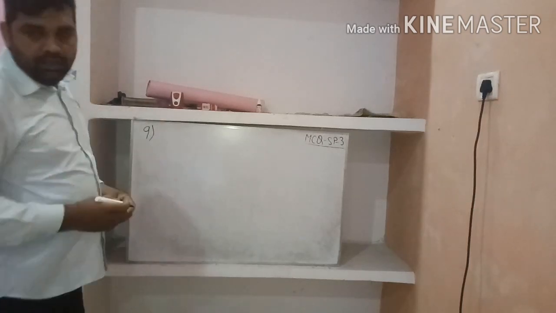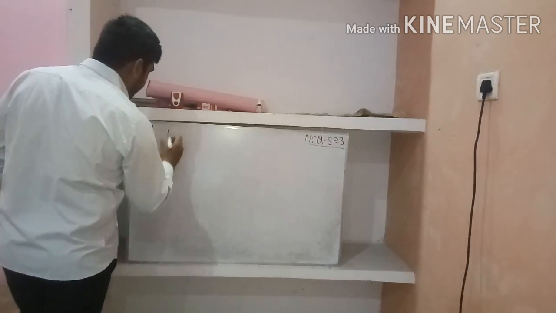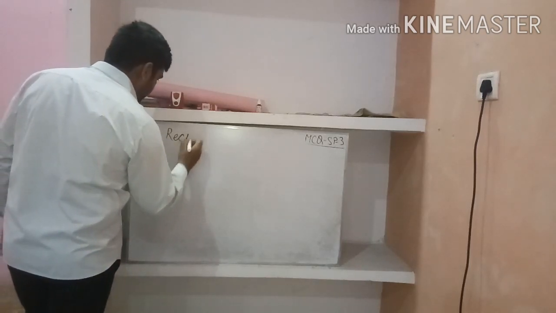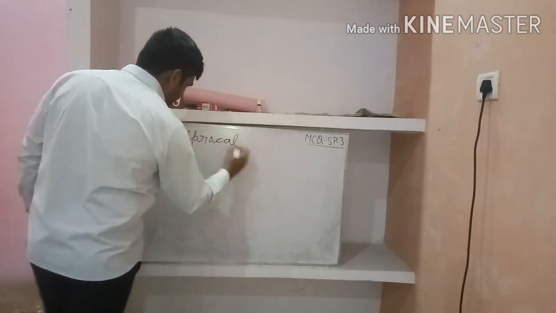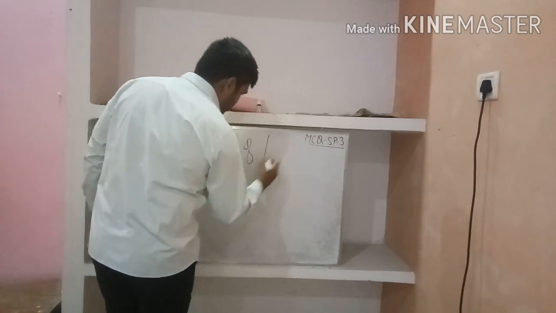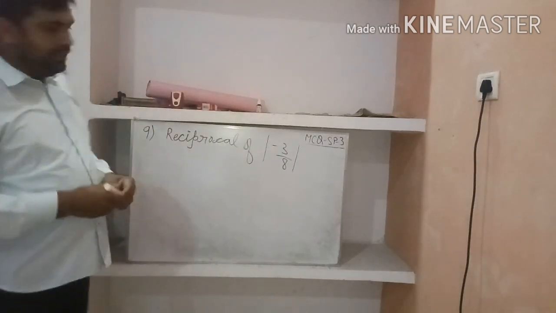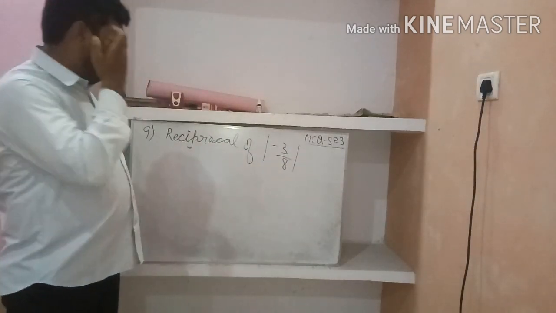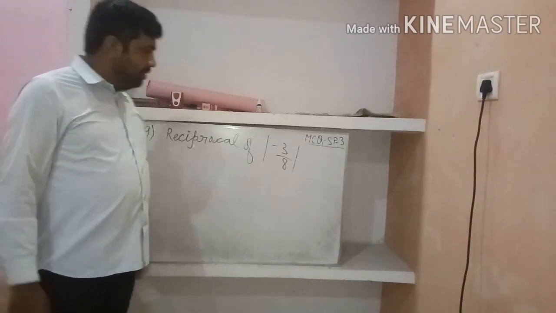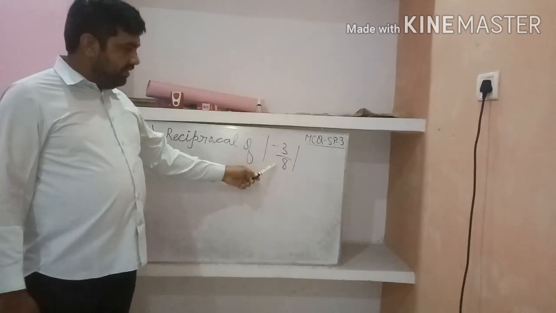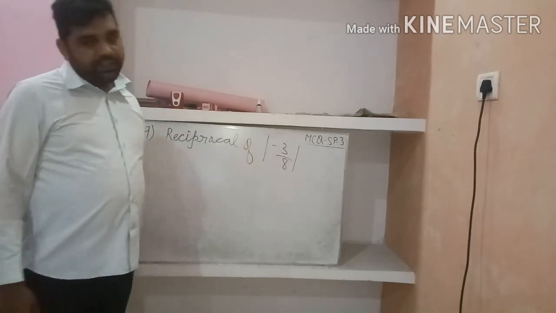Question number 9. The reciprocal of the absolute value of minus 3 by 8. So we have to find the reciprocal of the absolute value of minus 3 by 8. This is called absolute value, modulus. So what is the property of this absolute value? When you remove this absolute value bar, this negative will be converted to positive.